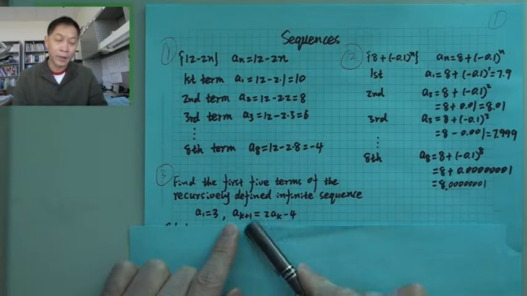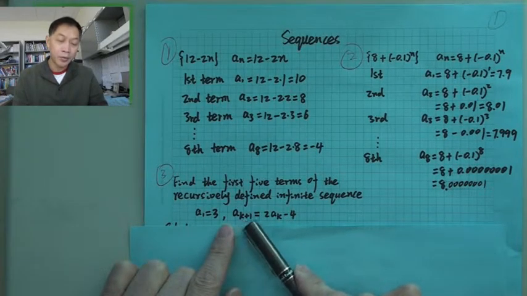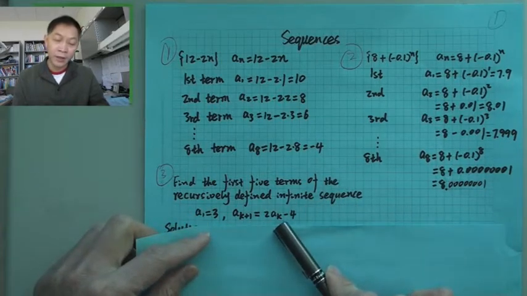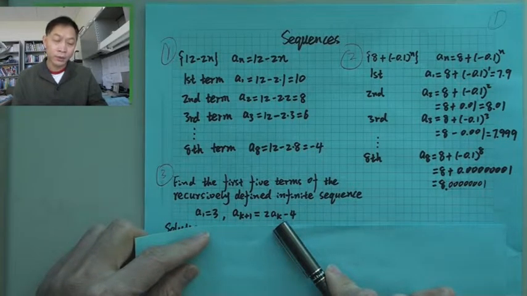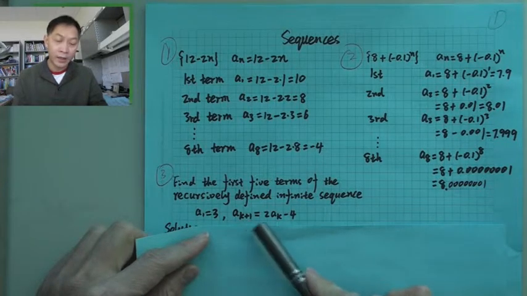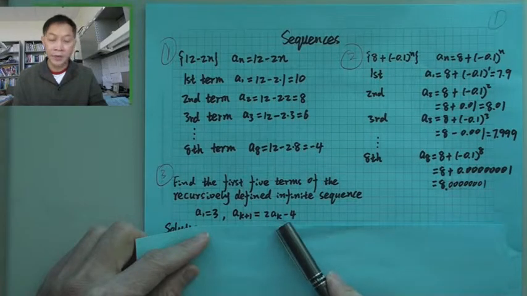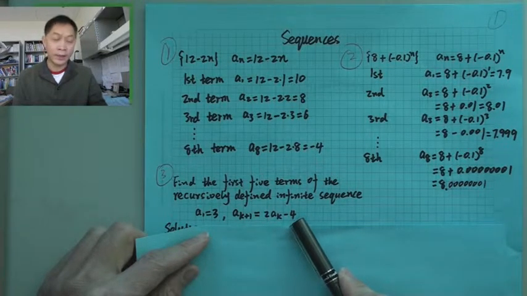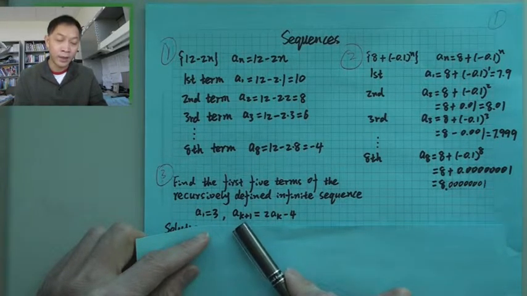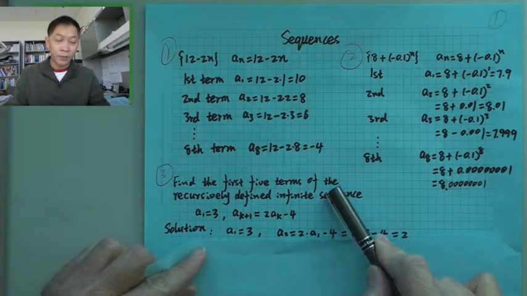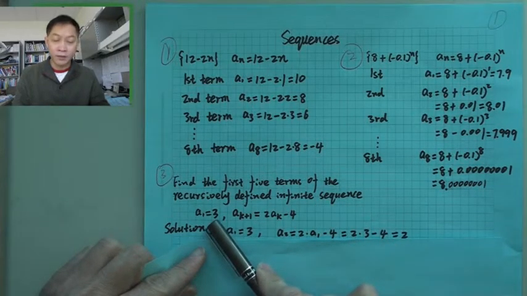If k is 1, then 1 plus 1, you have 2. So A2 depends on A1. Because if k is 1, then here will be 2 times A1 minus 4. And here is k plus 1, k is 1, so 1 plus 1. So basically, this is defined by A1.